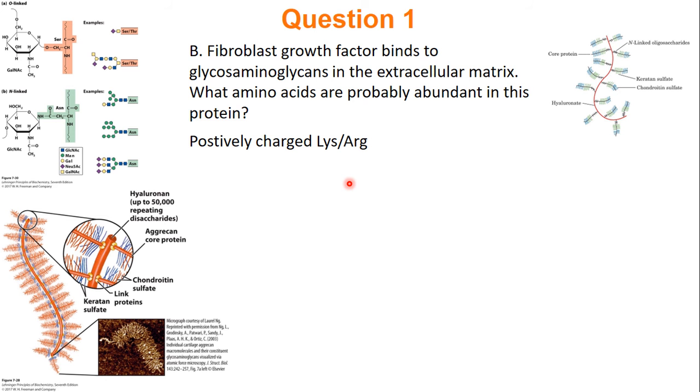B is a repeat, but fibroblast growth factors bind to glycosaminoglycans. So what amino acids? Glycosaminoglycans are negative, so they probably bind positive lysine and arginine.